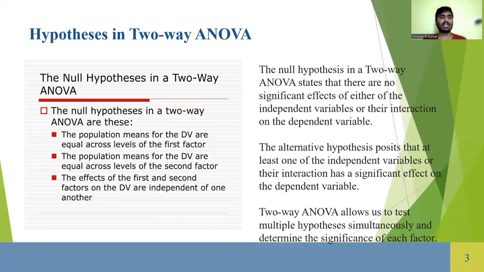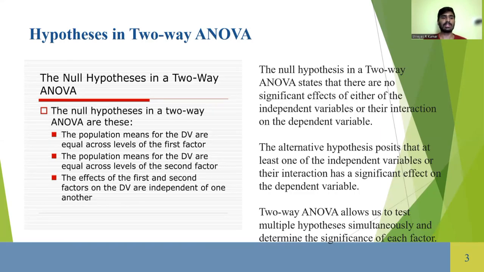So let's see the hypotheses in two-way ANOVA. The null hypothesis in a two-way ANOVA states that there are no significant effects of either of the independent variables or their interaction on the dependent variable. The alternative hypothesis posits that at least one of the independent variables or their interaction has a significant effect on the dependent variable. Two-way ANOVA allows us to test multiple hypotheses simultaneously and determine the significance of each factor.